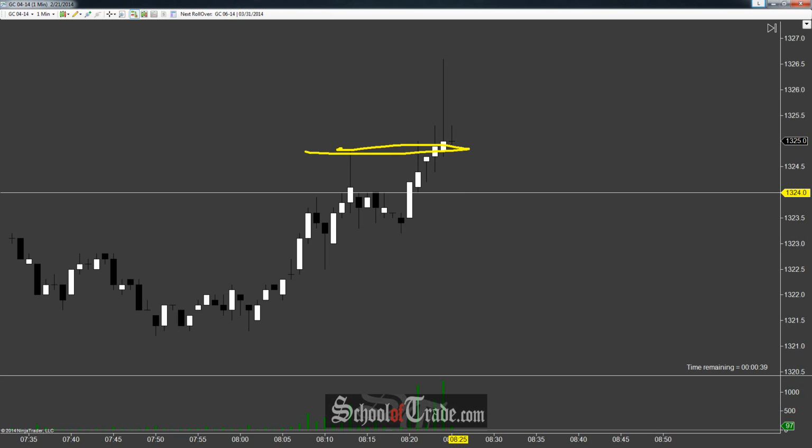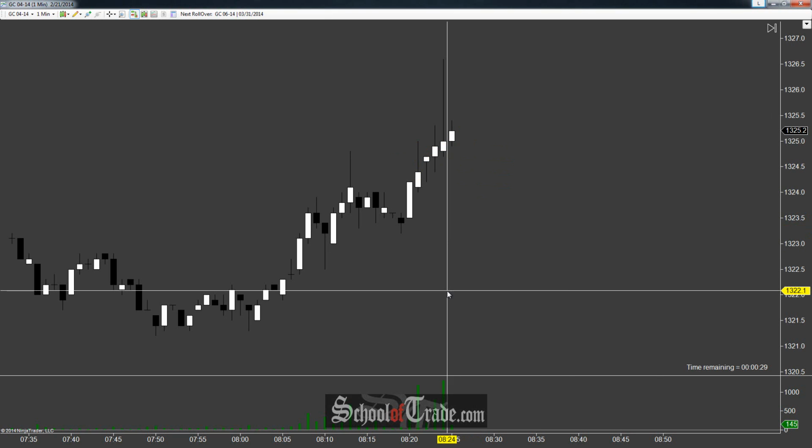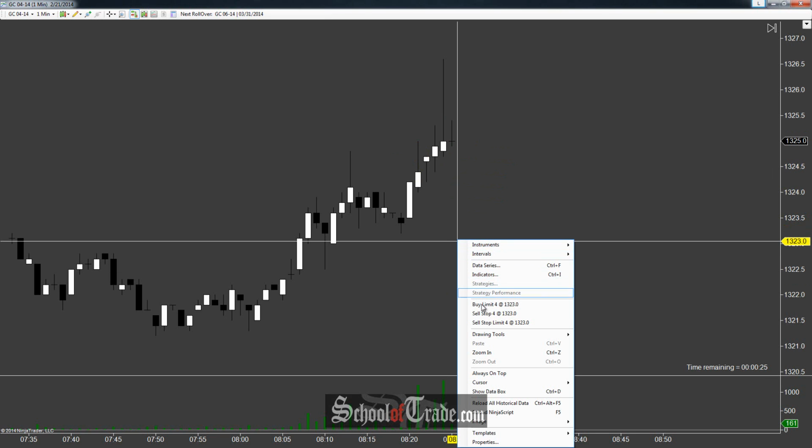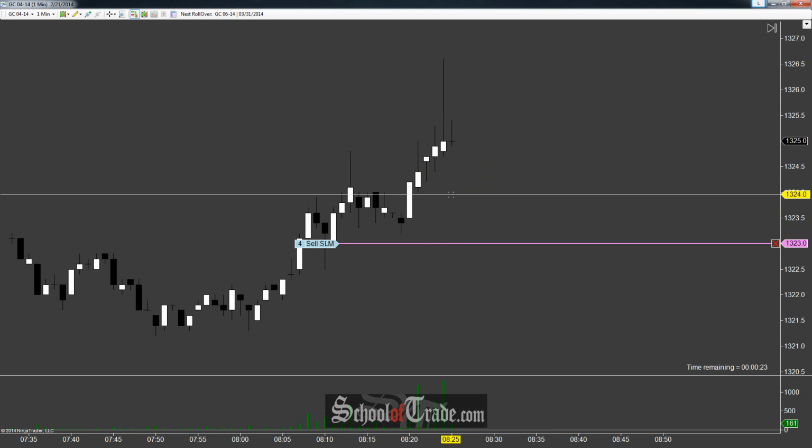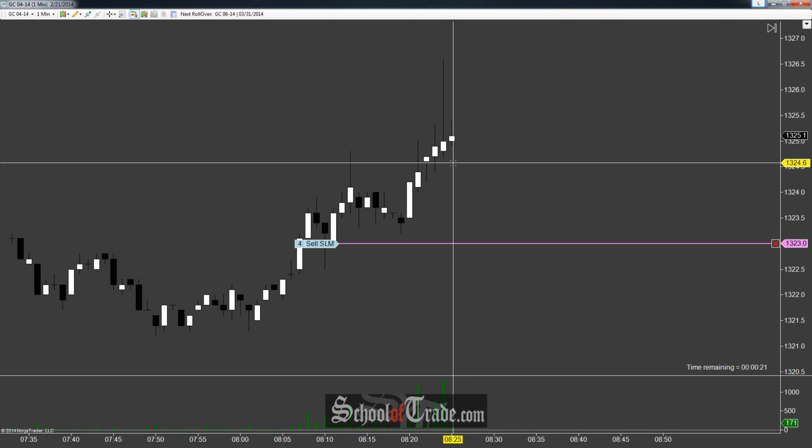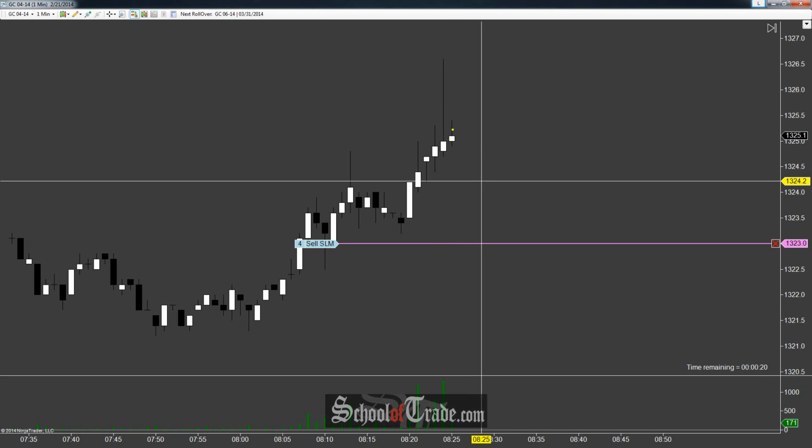Now, we attempted to break above this previous high here, and every time we tag it, we just get a really big wick and fail right back down again. So what I'm looking to do is essentially just sell the opposite side of this. So I'll place a sell stop, and I want to see a break of the next candle behind it.